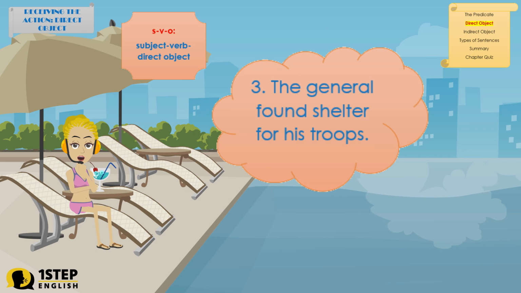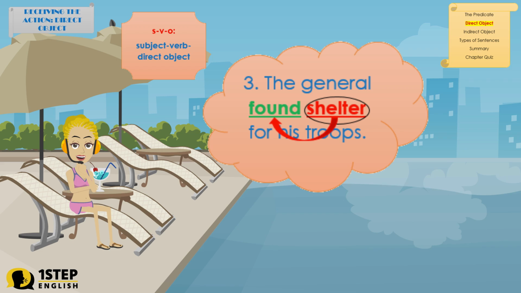3. The general found shelter for his troops. Let's check your answer. The word, shelter, directly receives the action. Shelter is what the general found.